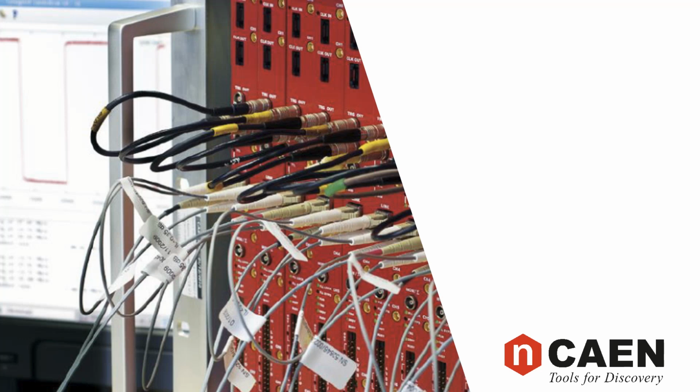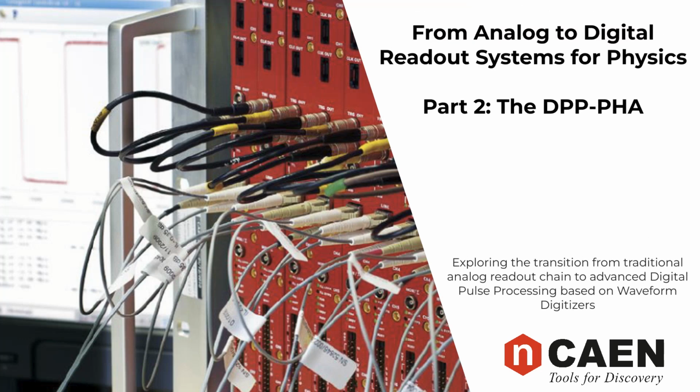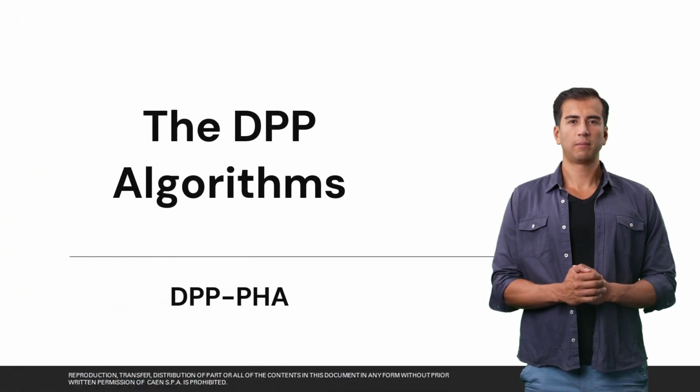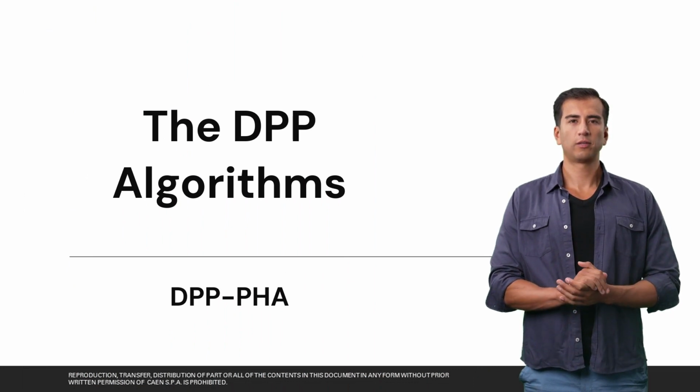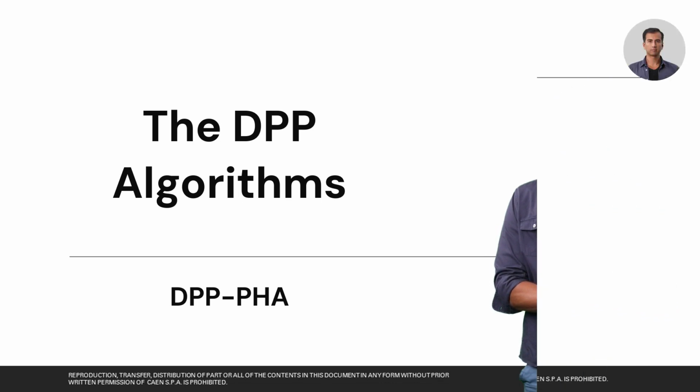Ladies and gentlemen, welcome to the second part of this webinar exploring the transition from analog to digital electronics in physics experiments. Let's now examine in more detail the digital pulse processing algorithms implemented in the FPGA of the waveform digitizers, noting the parallels with the traditional analog chain.